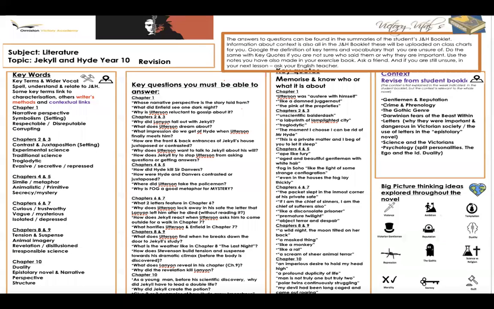Students have also been provided with a knowledge organizer, which looks like this. Every week, as part of the homework, students will be expected to revise from this knowledge organizer. And it's been broken down into keywords and vocabulary that students should be able to understand and be able to spell. There are also key questions that students should be able to answer for each chapter to make sure they are understanding the plot of each chapter.